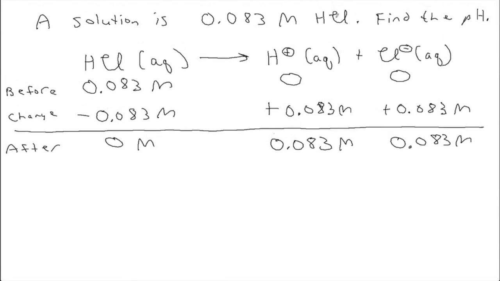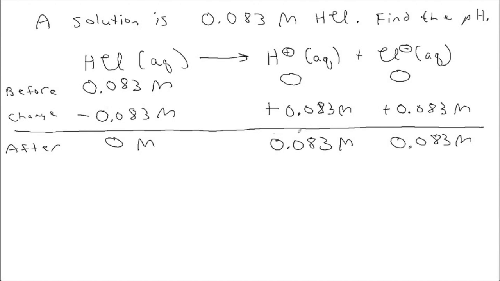This is a strong acid, so it's going to completely ionize. All 0.083 molar is going to turn into protons. Once we understand it, the table is telling us a very, very simple story. It's just telling us that we start with this amount of HCl and it all turns into protons and chloride. None of the HCl was left over. Once we understand that, the table is very simple.